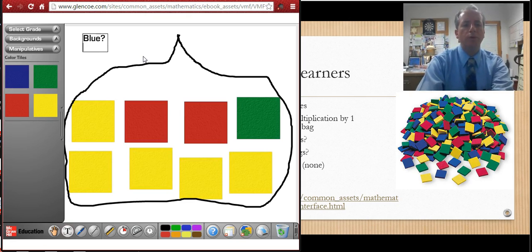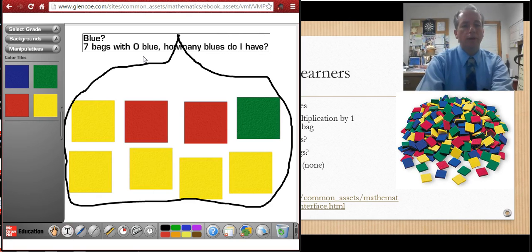What does blue even look like? Well, I don't have any blues in here. So if I have 7 bags with no blue, how many blues do I have? And of course, then that would be, well, none. Well, if I have none, how can I write that? Well, that would be 7 groups with none in them, which means that I have none.